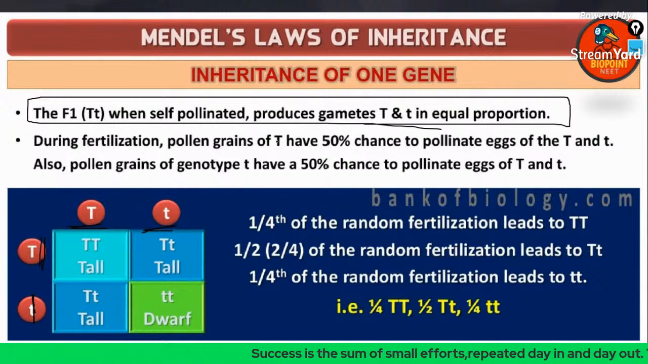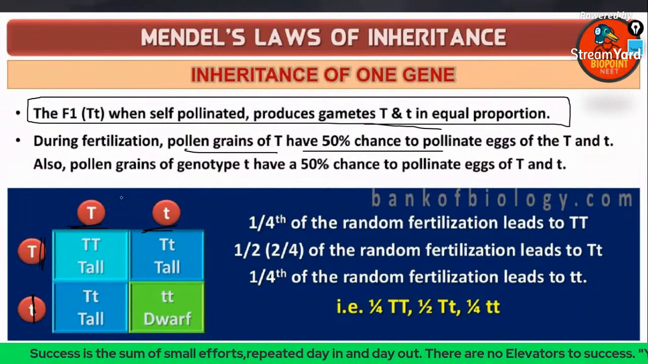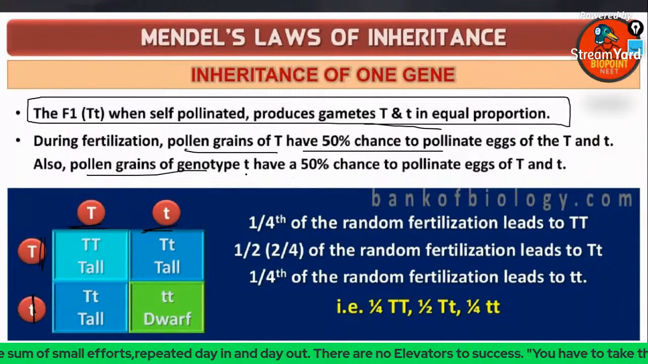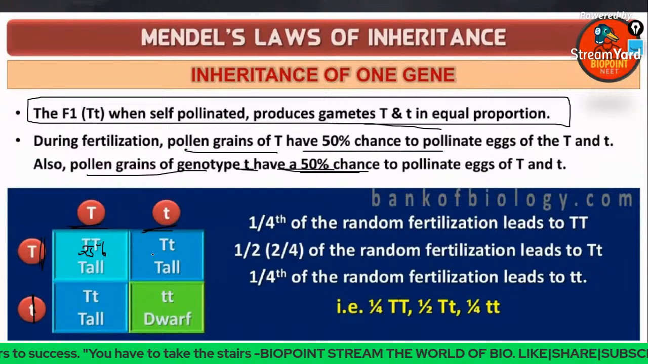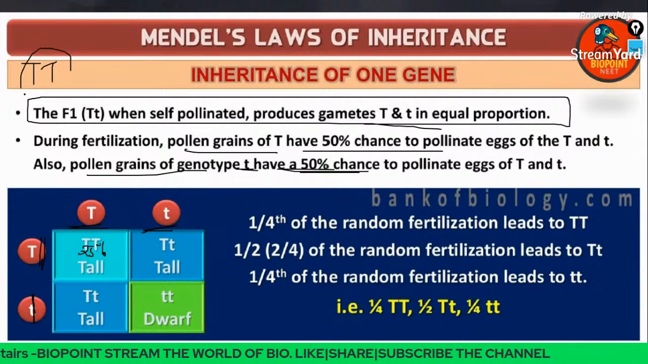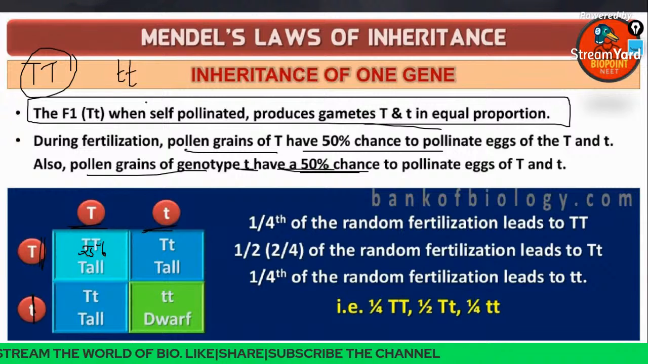During fertilization, pollen grains of genotype capital T have a 50% chance to pollinate, and the pollen grains of genotype small t also have a 50% chance. Guys, does each box contribute 25%? Okay, so what happens? There are two capital T and two small t gametes formed.